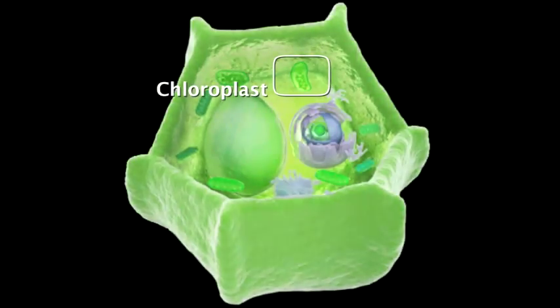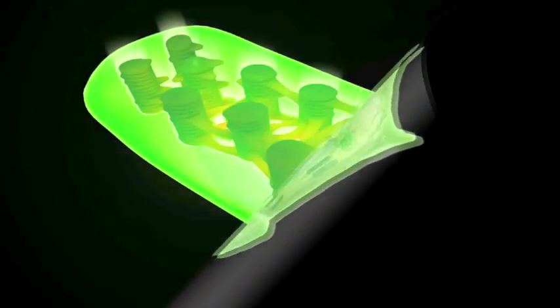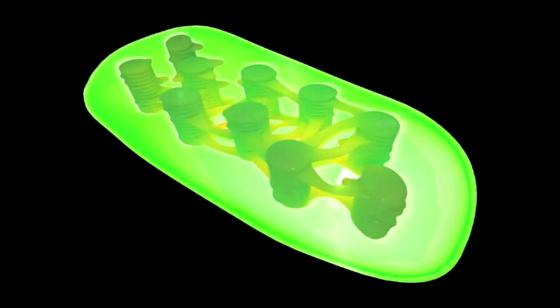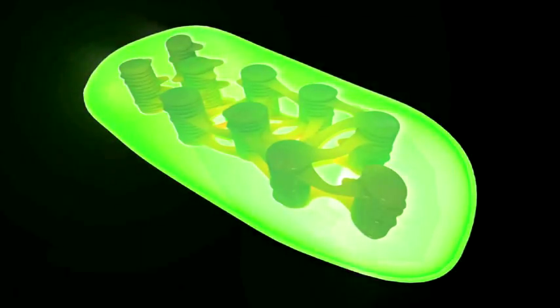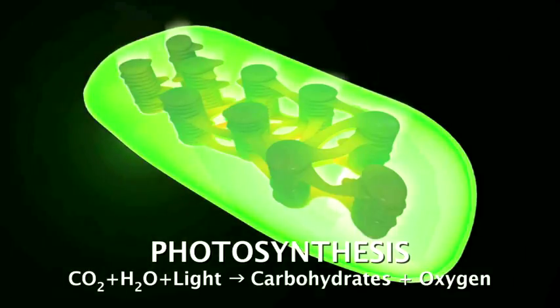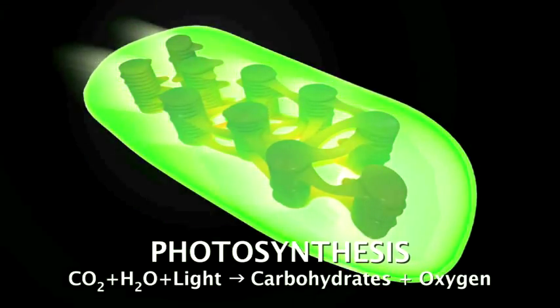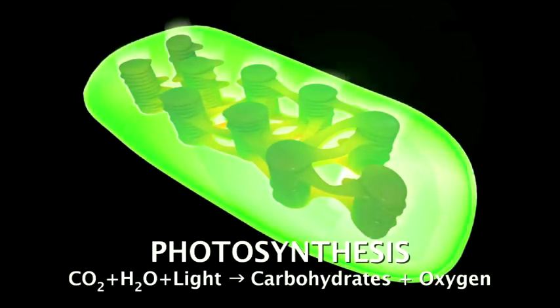Chloroplasts are the green-colored organelles found in the cells of plants and algae, where the essential biological process of photosynthesis is carried out. During photosynthesis, chlorophyll molecules inside the chloroplasts trap light energy, which is utilized to combine carbon dioxide and water to create energy-rich carbohydrates, while releasing oxygen as a byproduct.